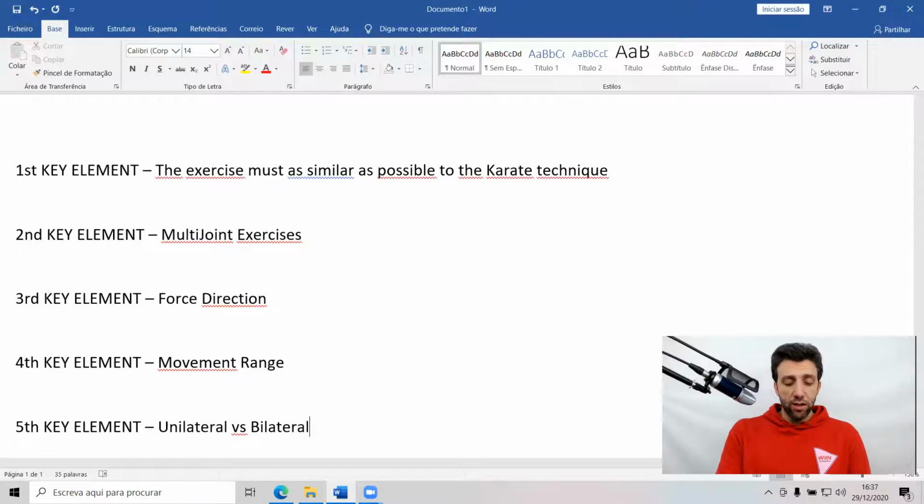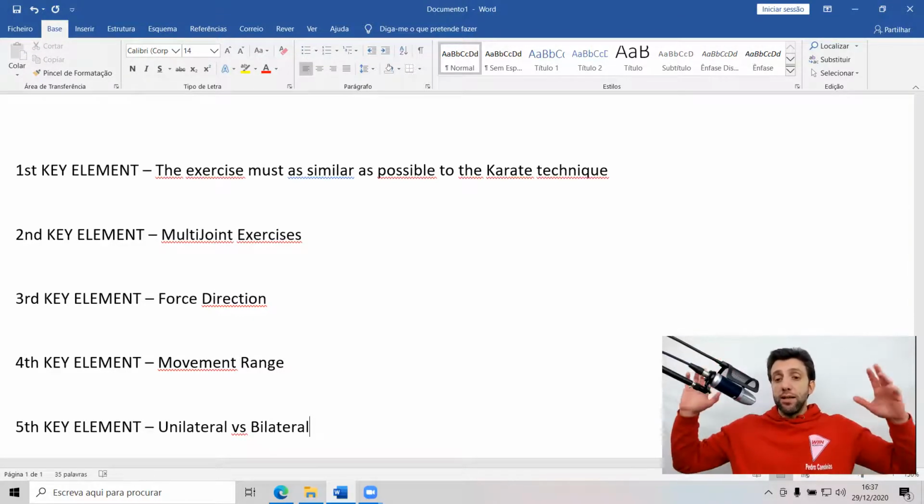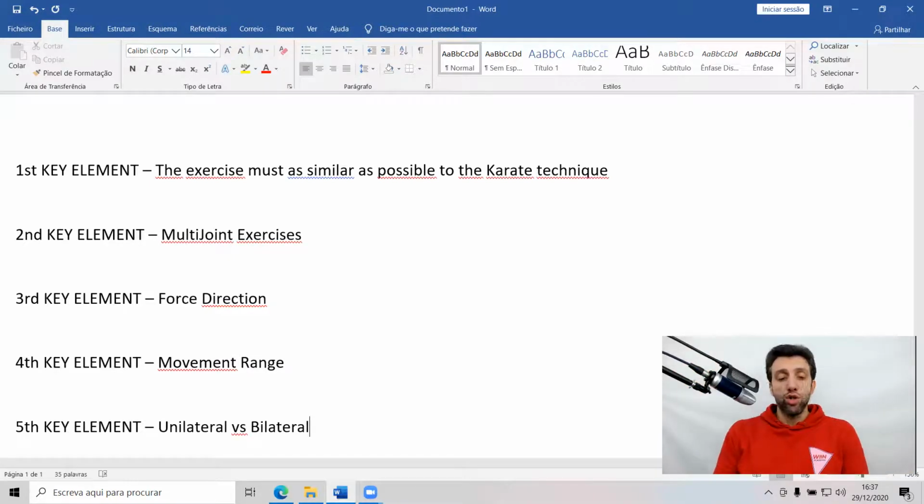Another advantage is that when we perform a unilateral exercise, it obligates my core, my stabilizers, my trunk, my hip stabilizers to produce more strength. So it's a very good, specific way of training your core for kumite or kata. When you make the same exercise bilaterally, both sides support each other, and the core also activates, but it's not the same intensity.